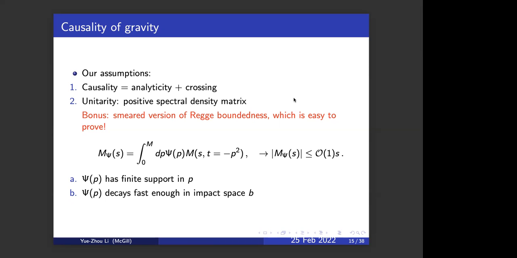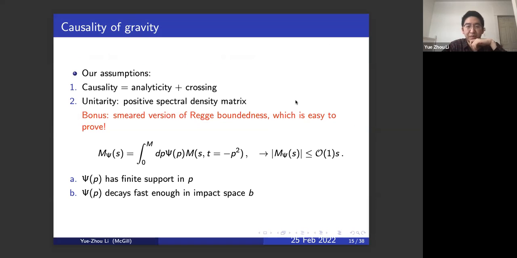So our assumption, let me move to the causality of gravity. Our first assumption is causality, and that means in our case relativity plus quantum symmetry. And second, of course, we assume unitarity. In terms of gravitons, the unitarity is not just a positive spectral density, it's actually a positive spectral density matrix, because the spectral density is a matrix when you have spin for external particles. And a bonus is that we don't need to assume Regge boundedness. It can actually be derived from causality and unitarity if we smear the amplitude.